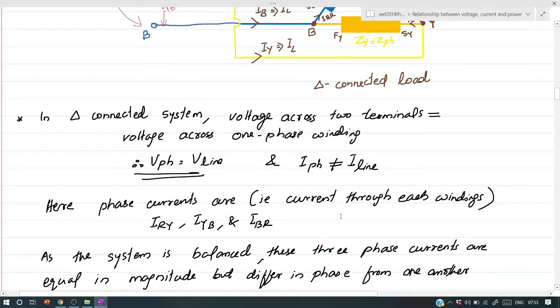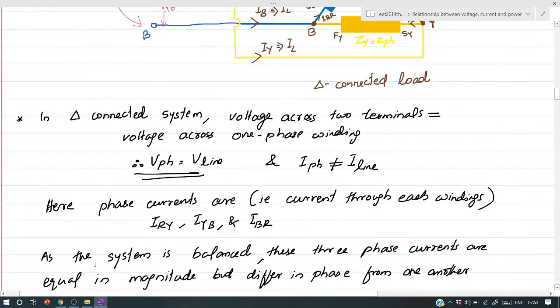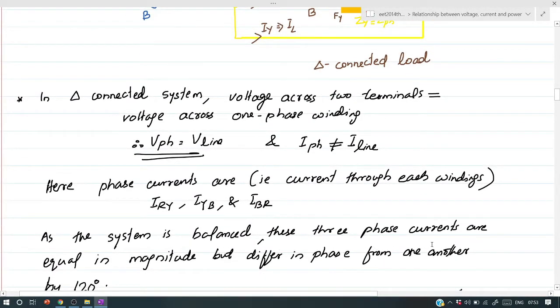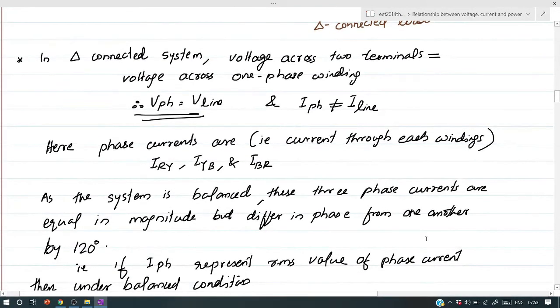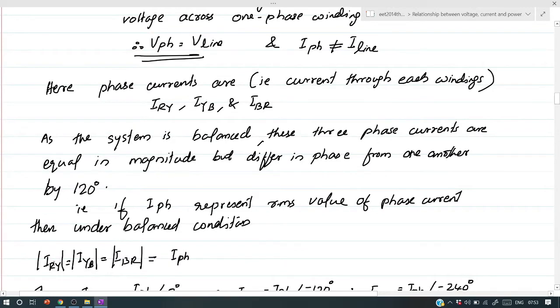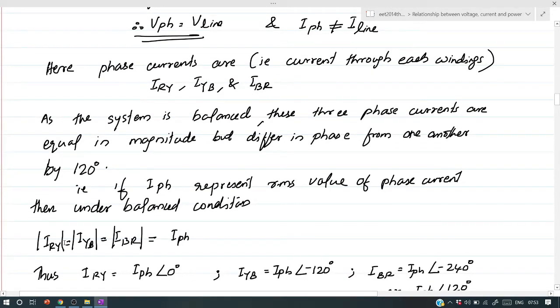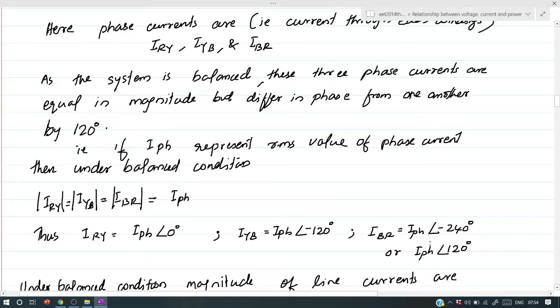Here phase currents are the currents flowing through each winding: IRY, IYB and IBR. As the system is balanced, these three phase currents are equal in magnitude but differ in phase from one another by 120 degrees. If I phase represents the RMS value of phase current, then under balanced condition, the magnitude of IRY is equal to the magnitude of IYB, which is equal to the magnitude of IBR, which is equal to I phase. Thus, we can write IRY as I phase angle 0, IYB as I phase angle minus 120 degrees, and IBR as I phase angle minus 240 degrees, or I phase angle 120 degrees.